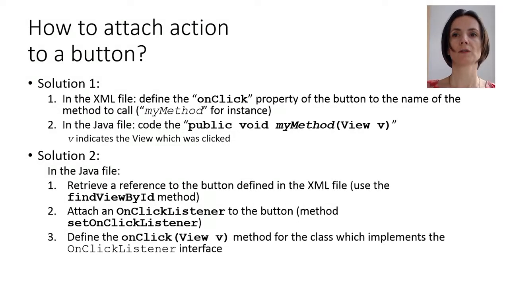To attach an action to a button, the first solution is to indicate the name of the method to call in the onClick property of the button in the XML file. Then in the Java file, you define the method with the public void signature and parameter view. This parameter indicates the view which triggered the method call. The second solution is in the Java code, to retrieve a reference to the button using the findViewById method. Then you associate a listener with this button using the setOnClickListener method. And last, you need to define the onClick method for the class which implements the onClickListener interface.